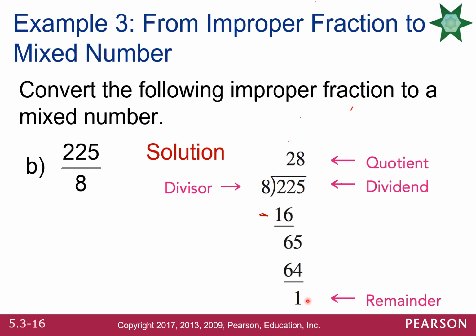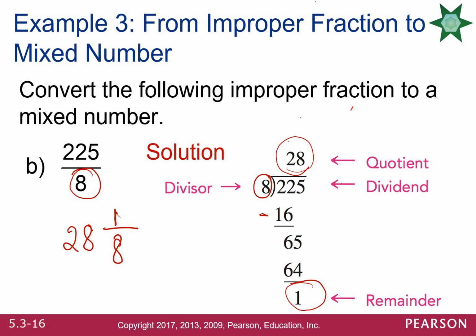So stop here. And we have to now put together the results of the division as a mixed number. So how do we go about doing that? We use the quotient as the integer part. So 28, the quotient, is the integer part of the mixed number, and then the remainder here becomes the numerator, and the divisor, or the denominator of the improper fraction, becomes the denominator of the fractional part of the mixed number.